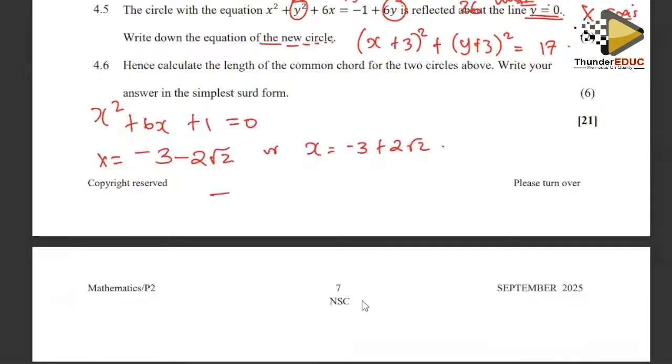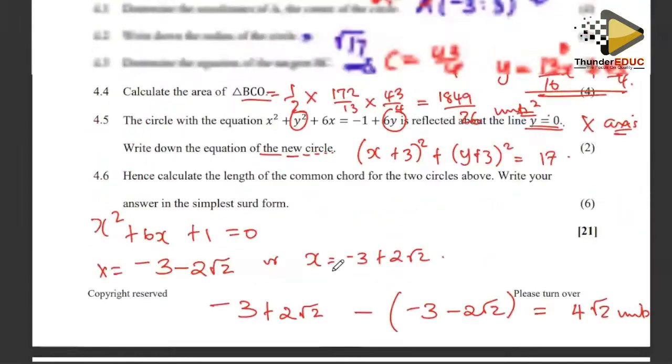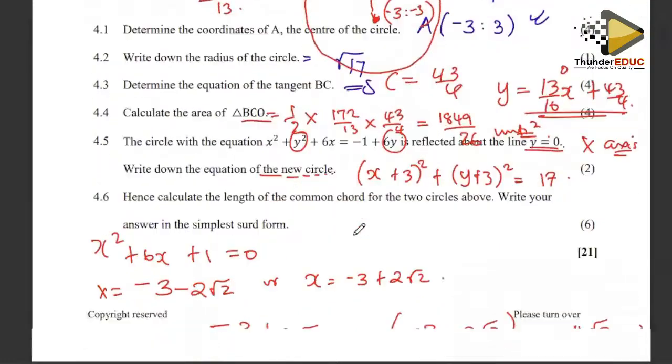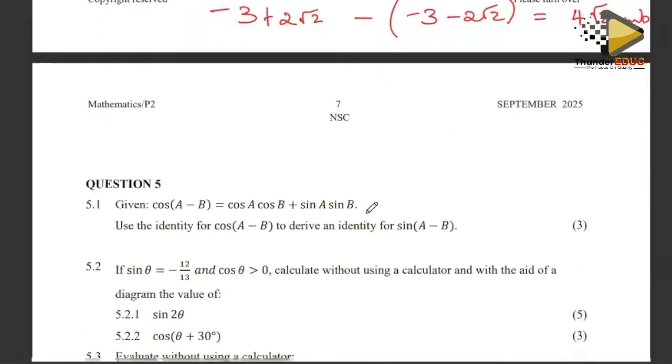So I'll start with -3 plus 2 root 2 minus the smallest value, -3 minus 2 square root of 2. So this gives me 4 square root 2 units. Okay, so I've used just one circle, but you could also use the other circle. Alternatively, you can solve the two simultaneously, whichever way makes you get the marks.